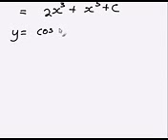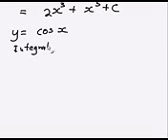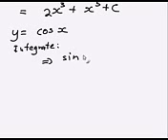Another type of function you might have to integrate are trigonometric functions. So say we wanted to integrate cos x. Well, the integral of cos x is easy. It's just sine x. And what am I forgetting? I've got to add the constant of integration in, c.